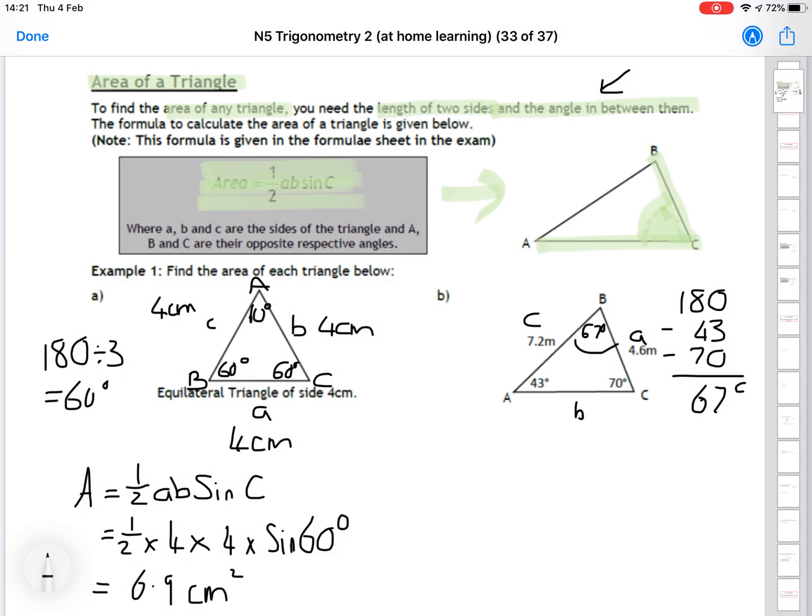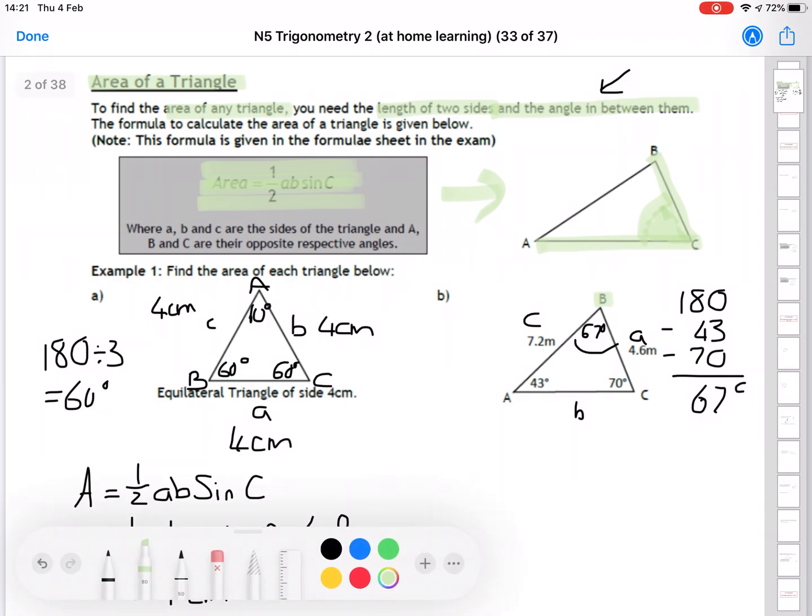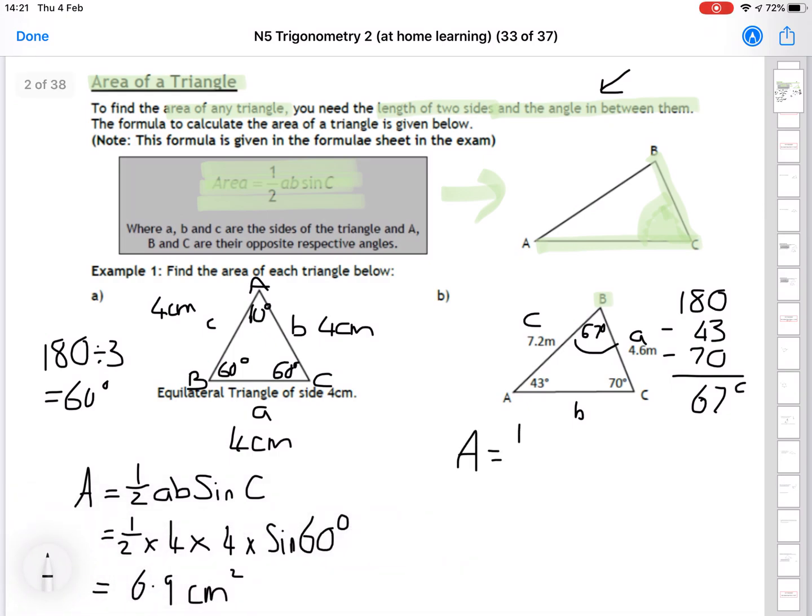So your formula for area of a triangle, now you're using the two sides and then the angle in between. So if you'll notice here, the angle that we have here is letter B. So instead of sine C at the end of the formula, it's going to be sine B, because that's the angle between the two sides. So what that means is that when you write this formula to fit the question, in this case it's going to be half of AC and then sine B.